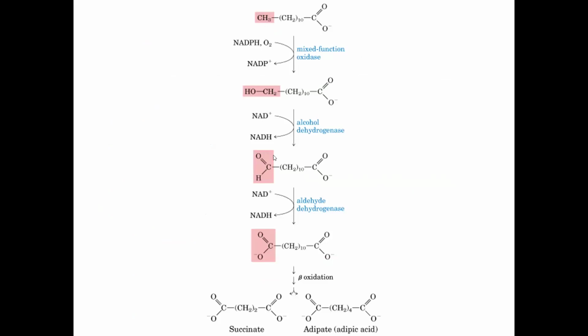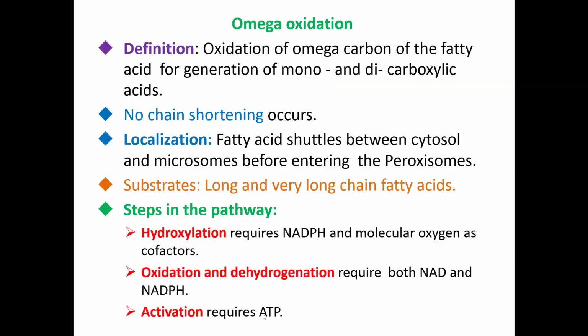If this dicarboxylic acid is produced, then the organism can do beta oxidation for its further oxidation. So this is important. But this process is not so easy. It is a very costly process, because NADPH is required, and NADH is produced. The activation requires ATP, and oxidation and hydroxy dehydrogenation both require NAD or NADPH. So 2 NADPH are required.